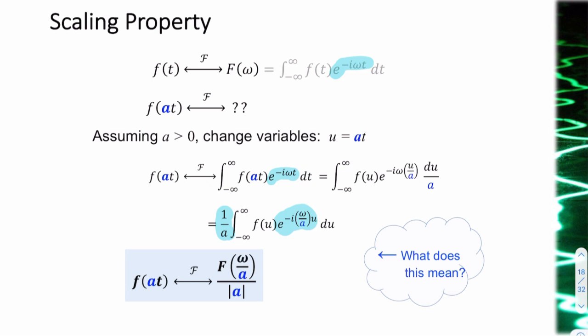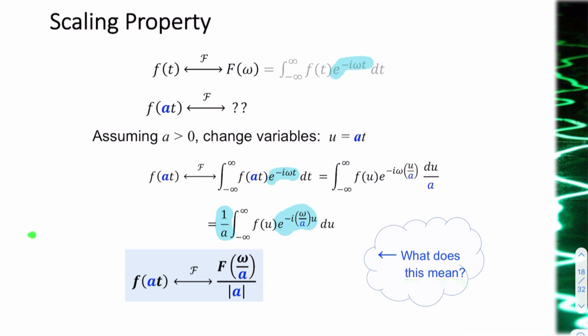So it's as if a time domain signal, f of at, now has a spectrum that's scaled by a factor of 1 over a in amplitude, but it's also scaled by a factor of 1 over a in the frequency axis as well. So it's scaled both in amplitude and in the frequency axis. So what does that actually mean?